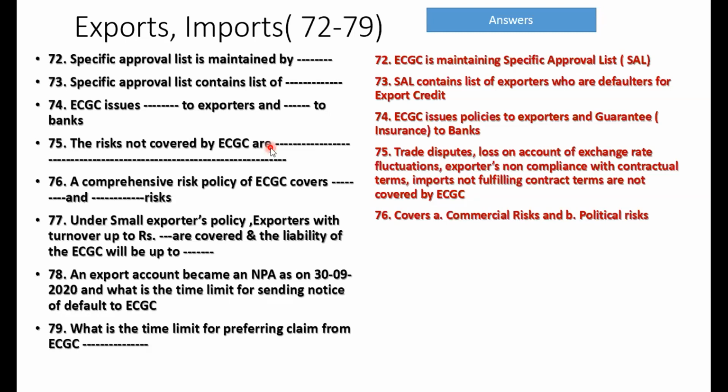When the exporter's account becomes an NPA on 39, what is the time limit for sending notice of default to ECGC?